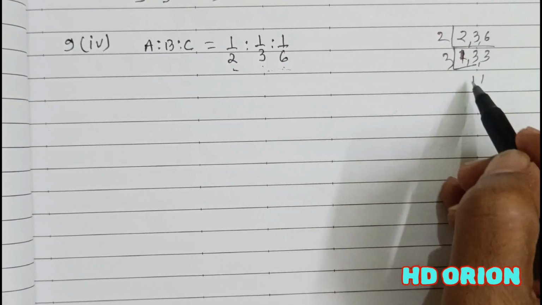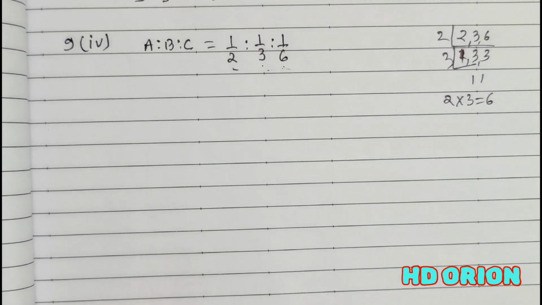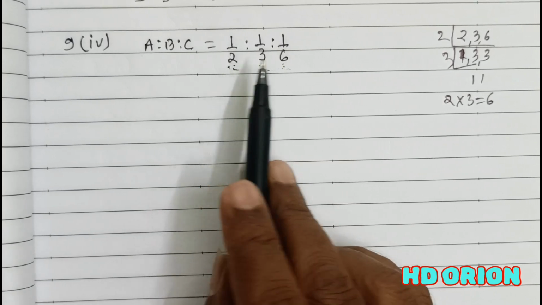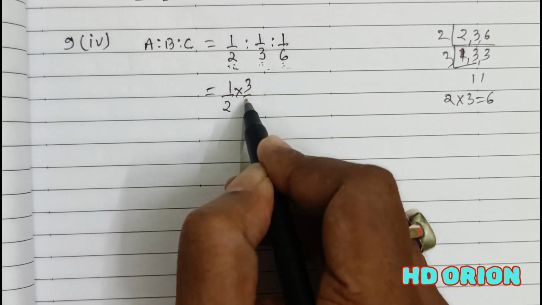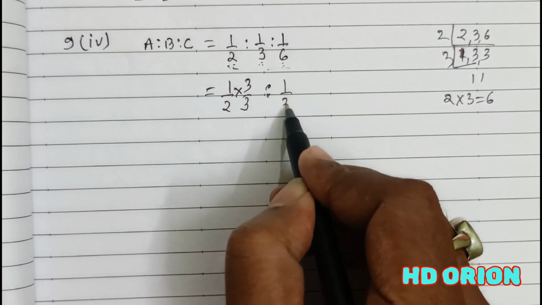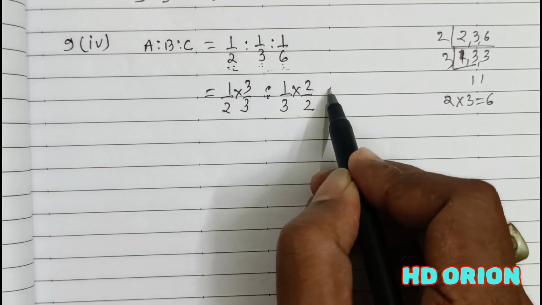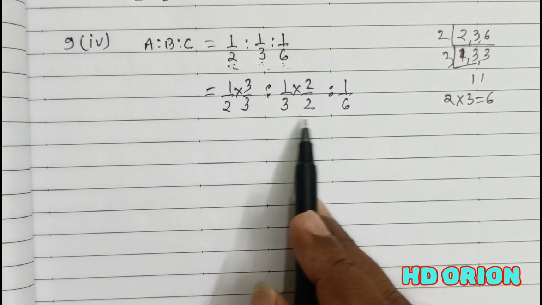You will get 6. 6 is the LCM. Now we have to make the denominators 6. So how will you make the denominator 6? 1 by 2 into 3 by 3, in the denominator you get 6. Then 1 by 3 into 2 by 2, again you will get 6. And the third partner is 6 in the denominator.